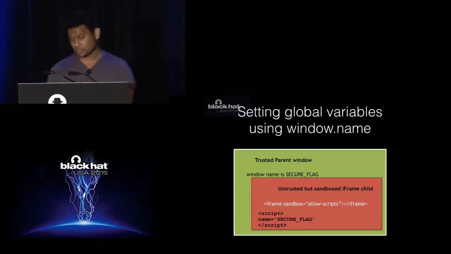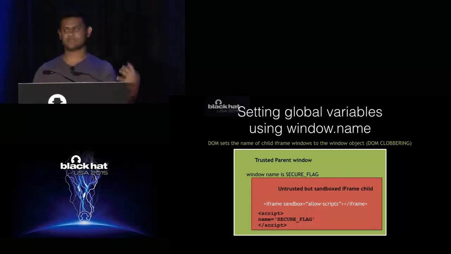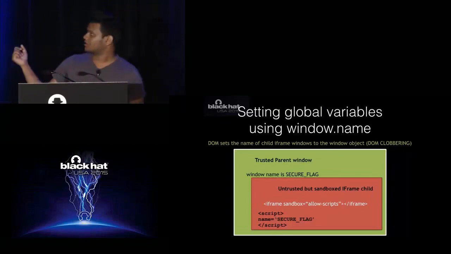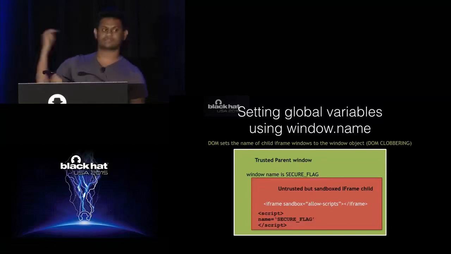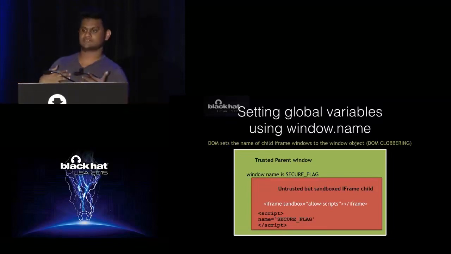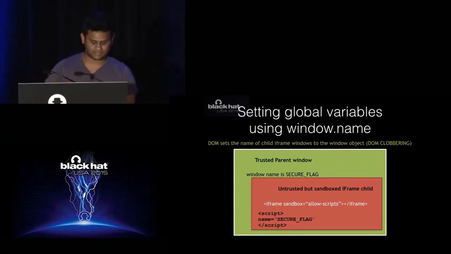Now, because this iframe's name is secure_flag, in the DOM, usually between the parent windows and child windows, one of the things being shared is the window.name. So what has actually happened here is DOM clobbering. Your child window was able to replace the actual secure_flag global variable in the parent window by changing its name to secure_flag, which created a new global variable in the parent window.